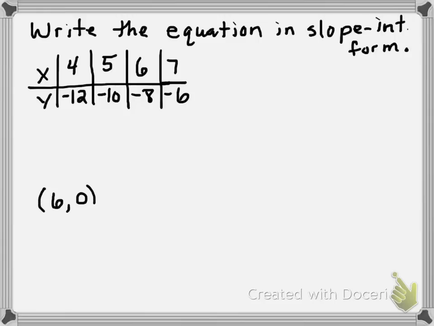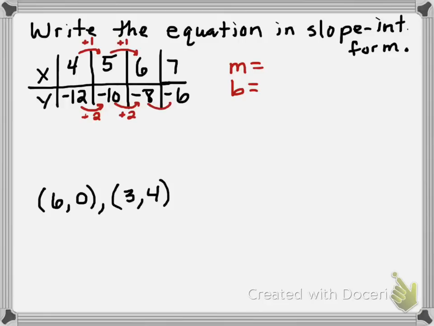Okay, so we have a table, and then we have a line that goes through these 2 points, 6, 0, and 3, 4. So for the table, I'm going to find the rate of change. I need the m and the b to start with, no matter what. To find the rate of change, I see that the y's go up 2 and the x's all go up 1. So that means my rate of change is 2 over 1. So that means that my slope is 2.